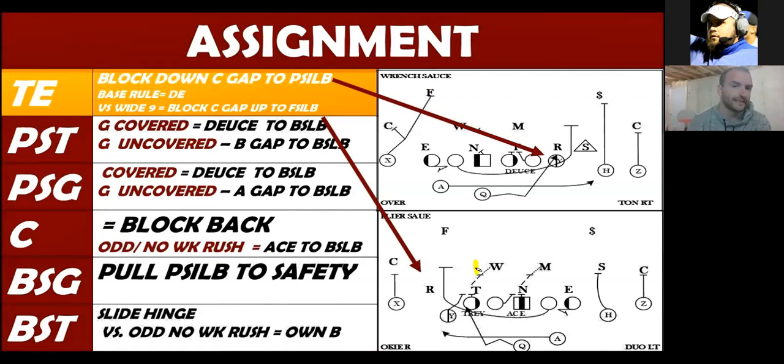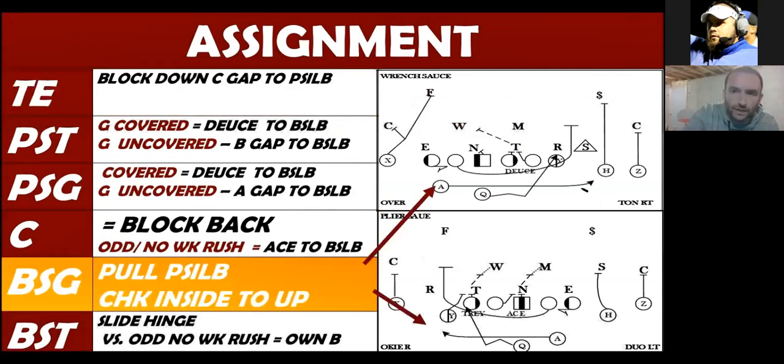For the backside guard, he's going to pull to the play side inside linebacker. Again, on the top picture, nothing changes from what he would do on a traditional power. But if there is no front side inside linebacker because he is captured by the tight end, he will not kick out the next thing that shows on the perimeter, the rush end. He will instead check inside in case any backer scrapes over the top to go up to an unblocked safety.